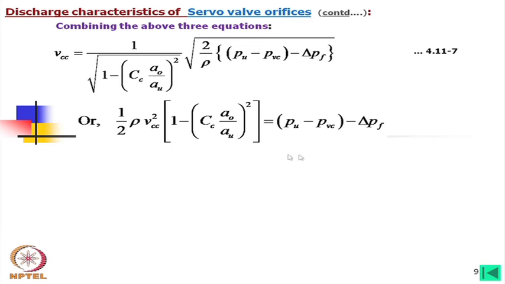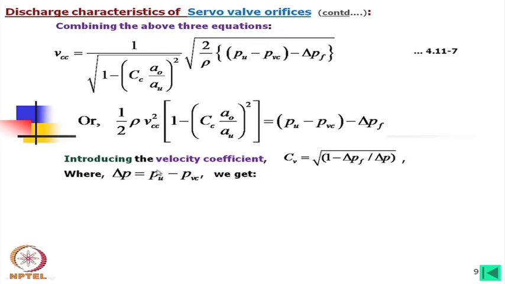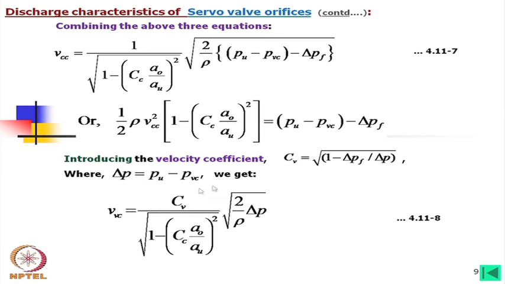Then this equation is modified to this form, and we can introduce the velocity coefficient. This part, del P f by del P, where del P is the total pressure drop, is equal to P u minus P v c, the pressure at the vena contracta. With this coefficient, the equation is written in this form. So, this will be the VC at the vena contracta. The pressure drop can be measured and is already known, and the contraction coefficient is found experimentally. If these are known, then we can calculate the velocity at the vena contracta.